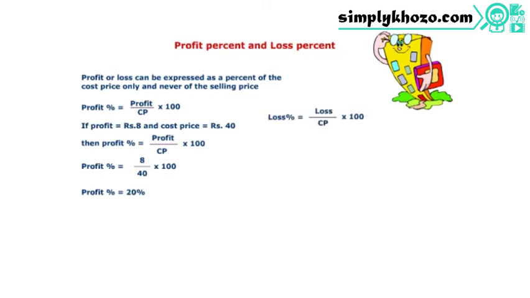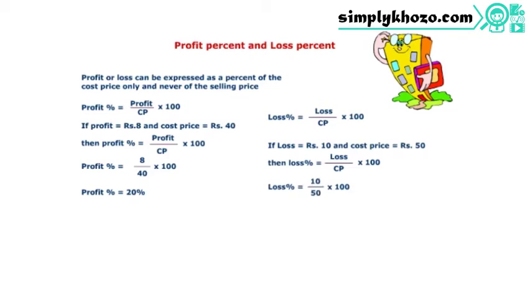Loss percentage is equal to loss by CP into 100. If loss is equal to rupees 10 and cost price is rupees 50, then loss percentage is equal to loss by CP into 100, that is equal to 10 by 50 into 100. Therefore, loss percentage is equal to 20%.